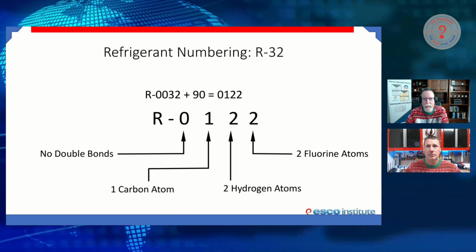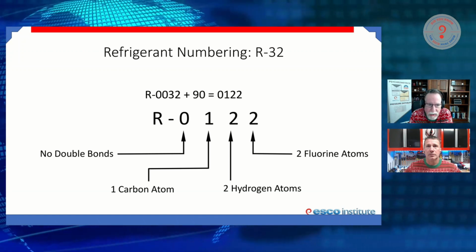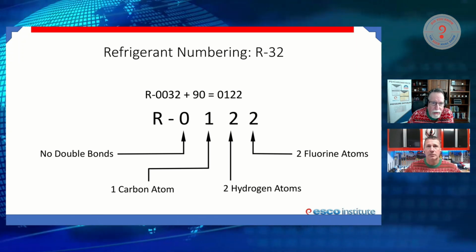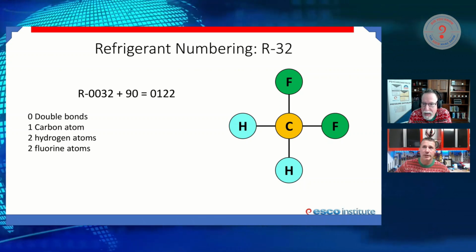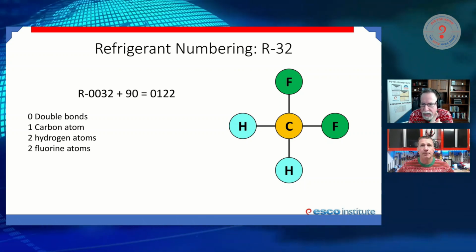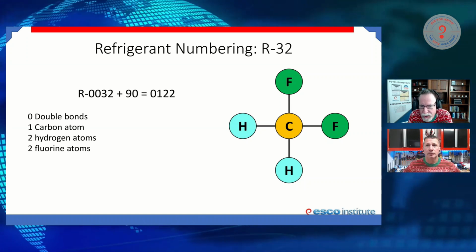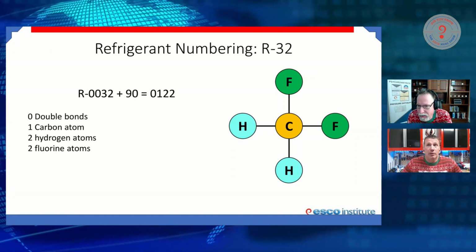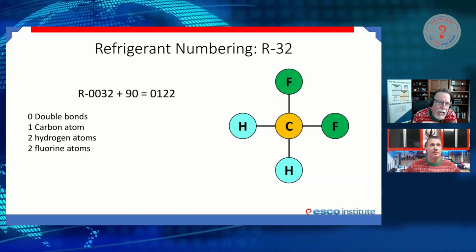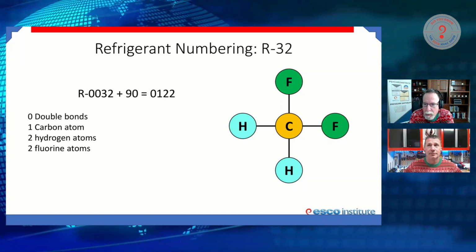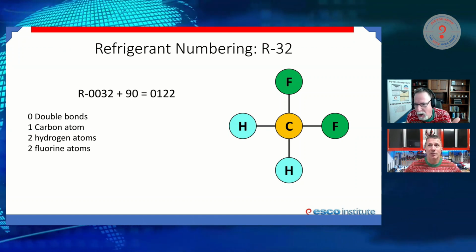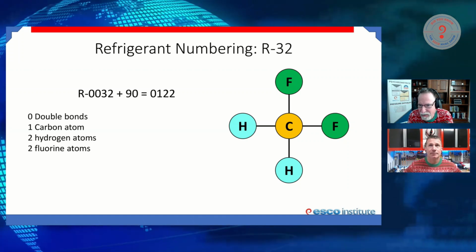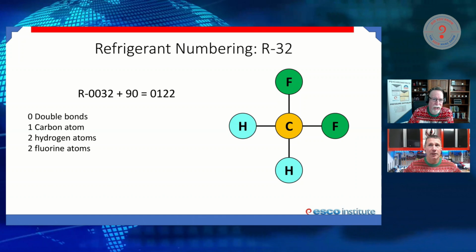So going back to R32, we added the 90. We have 0 double bonds, 1 carbon atom, 2 hydrogen atoms, 2 fluorine atoms. So again, R32 started life as a methane molecule. Yep. 1 carbon atom, that tells us it's methane. 2 hydrogen atoms, 2 fluorine atoms. No empty spaces. No room for chlorine. So what kind of refrigerant is R32? R32 is a hydrofluorocarbon because it contains hydrogen, fluorine, and carbon, HFC. Super simple. Kind of neat, right? And it's just the numbering system.